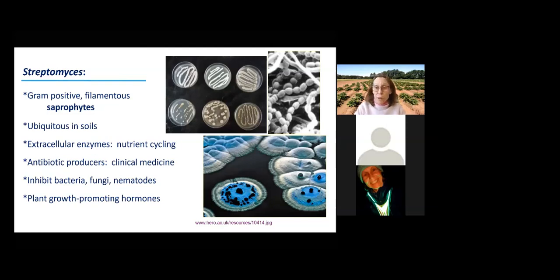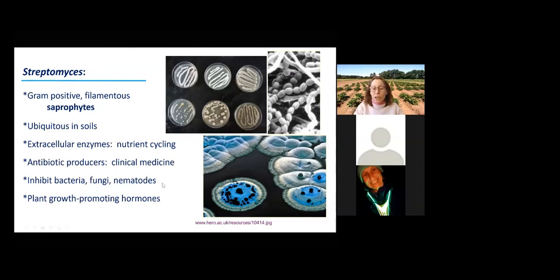They're literally everywhere. They're gram-positive filamentous saprophytes. The filamentous capacity allows them to move through soil by forming these hyphae. They're saprophytes. They grow on dead plant material and plant exudates. They're important in nutrient cycling in agricultural systems. They're important in clinical medicine. About 3/4 of antibiotics that come from bacteria come from this single genus. So they're very bioactive, we say.